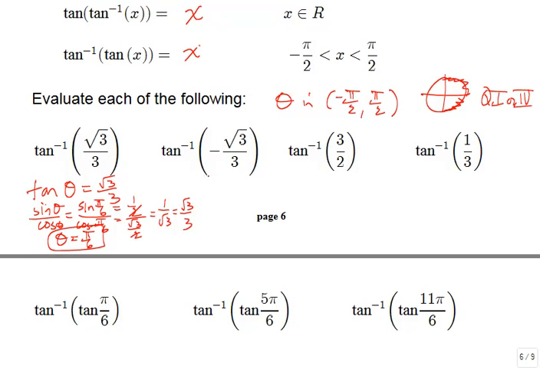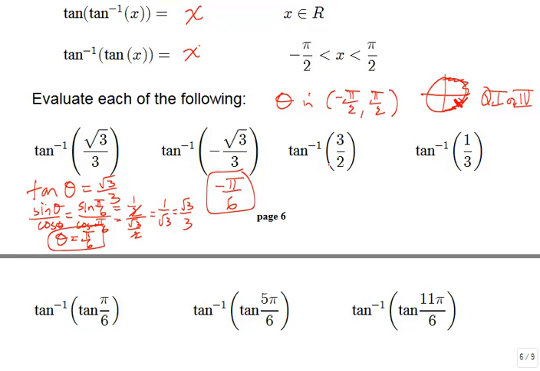So which angle is going to give us negative root 3 over 3 when we take the tangent of it? Well, it's going to be a pi over 6 again, but this time it's got to be the one down here in quadrant 4. And we don't want 11 pi over 6. We want the angle equivalent to it that's in this range. So we're looking for that minus pi over 6, the angle going clockwise down into quadrant 4.